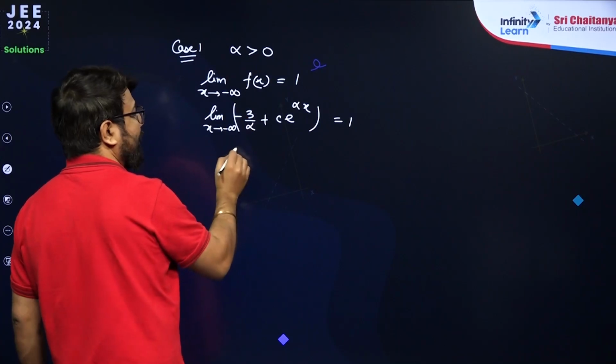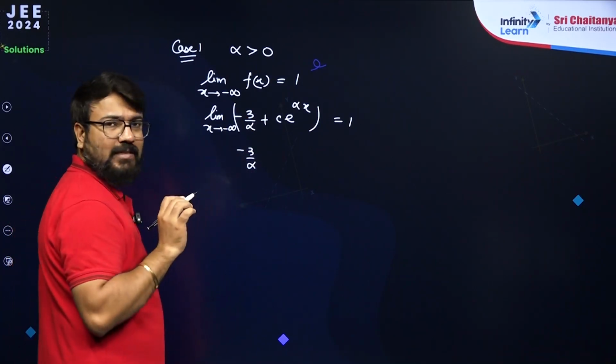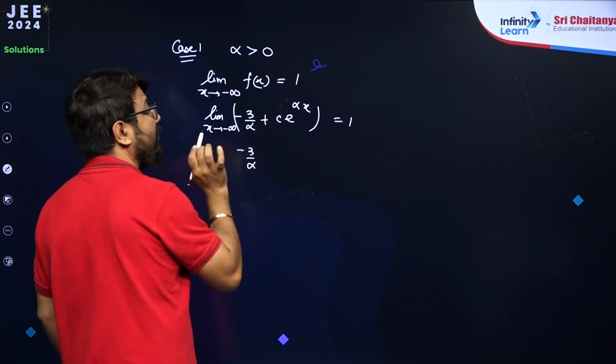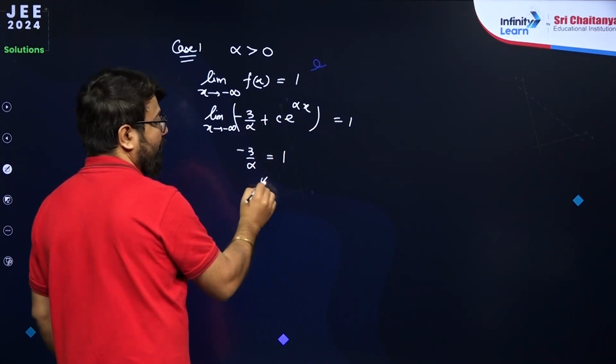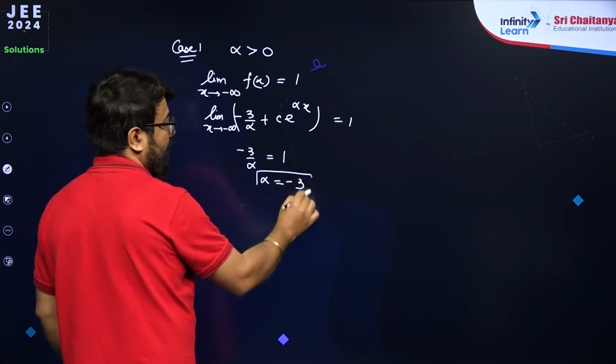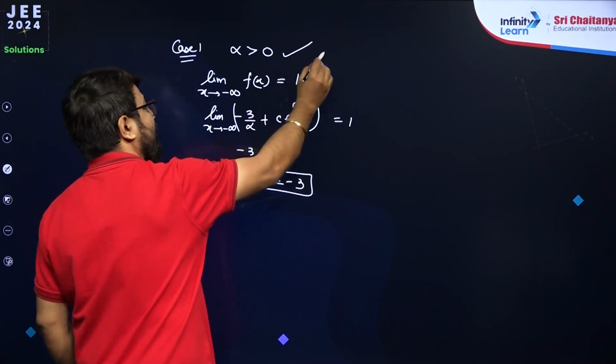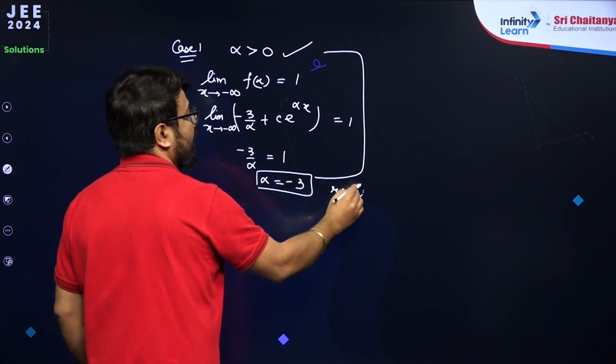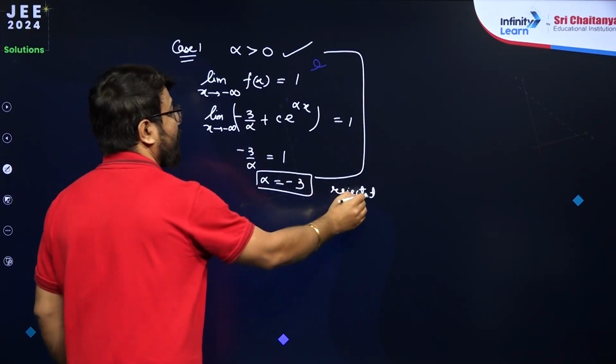Alright. So, this minus 3 upon alpha will remain the same because it is independent of x. But here if you keep minus infinity, this expression will become 0. So, this is equal to 1. We got the value of alpha as negative 3. So, I assumed alpha is positive, but I got alpha negative. So, this case is rejected. That means alpha cannot be positive.